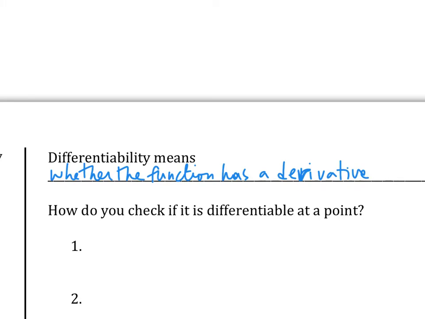So how can you check to see if it's differentiable at a point? We can talk about whether differentiability happens at a point, or whether the function is differentiable for the entire function. So what makes something differentiable and what makes something not differentiable?